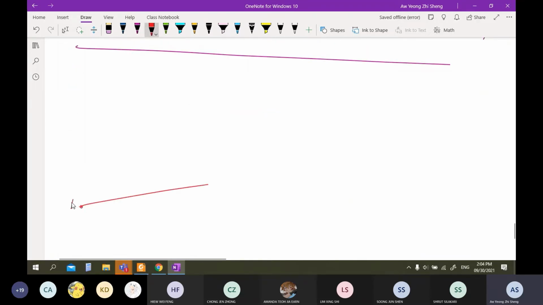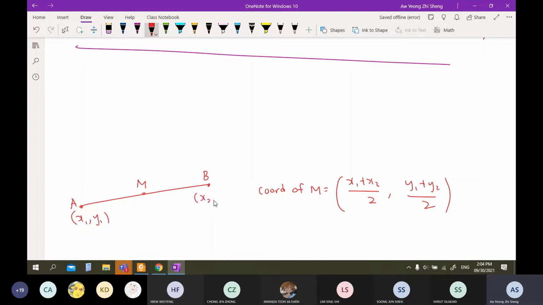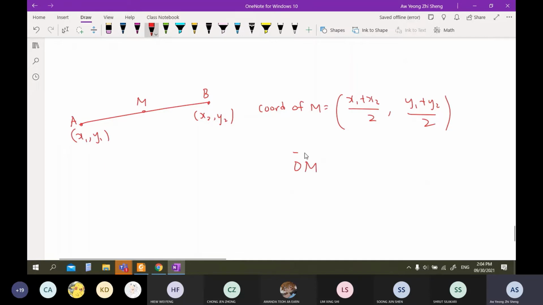If M is a midpoint of A and B, to get the coordinates of M, you have x1 plus x2 over 2, y1 plus y2 over 2. A is x1, y1, B is x2, y2. For the case of vectors, what you have is OM is equal to OA plus OB divided by 2.